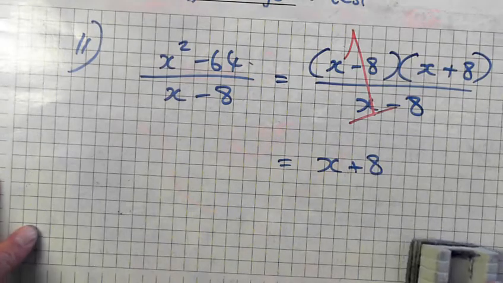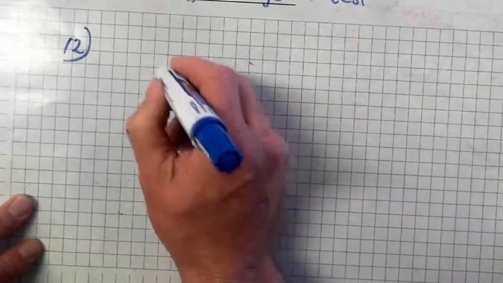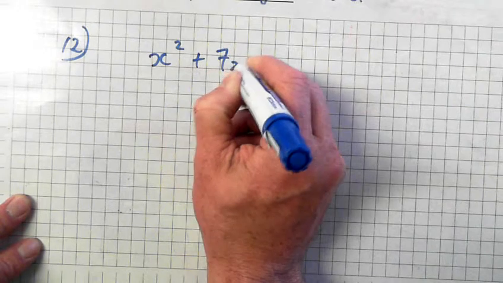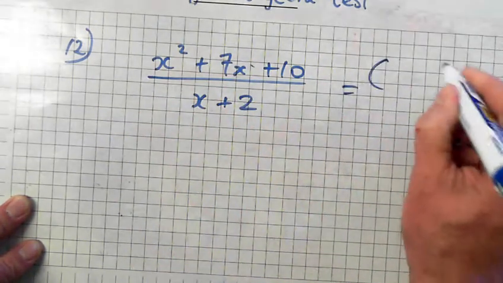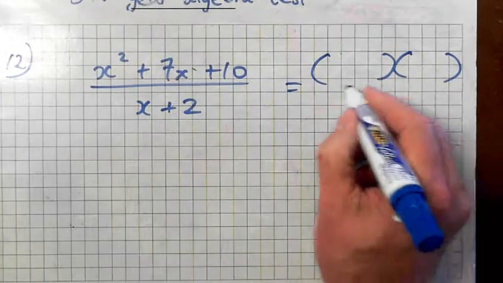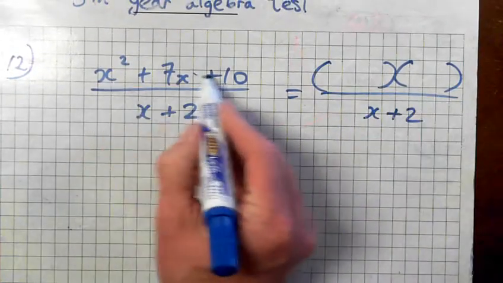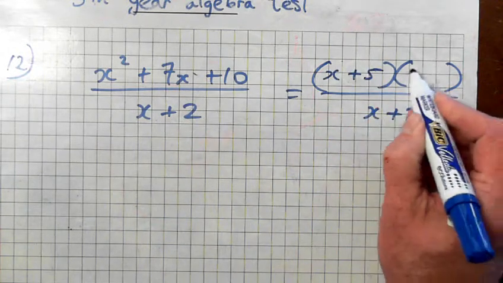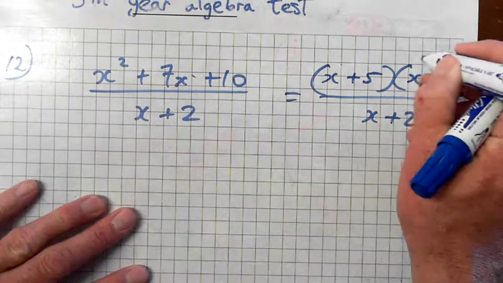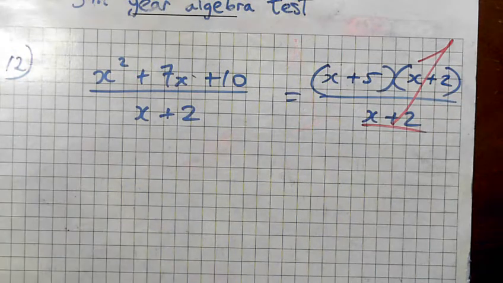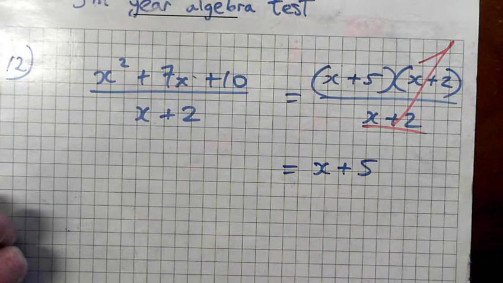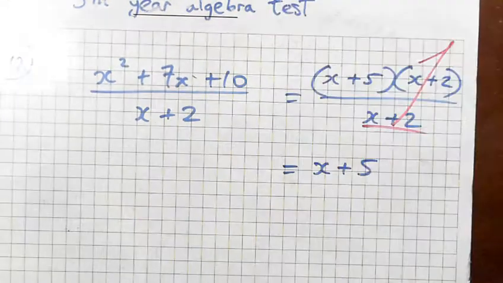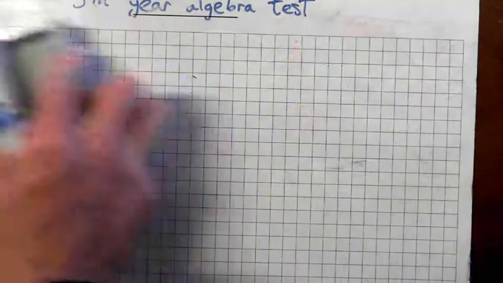Okay. 12. x squared plus 7x plus 10. Right, so the same again. What are the factors of this? Well, it's x plus 5 if you work it out, and x plus 2. X plus 2 divided by x plus 2 is 1. 1 times x plus 5 is x plus 5. And the last one, question 13.